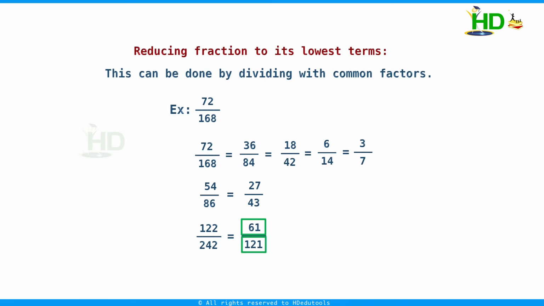Again these two are having no common factor. Therefore this will be the lowest terms of the given fraction. Therefore 122 by 242 can be written as 61 by 121. That is, the lowest terms of the given fraction can be done by dividing with common factors.